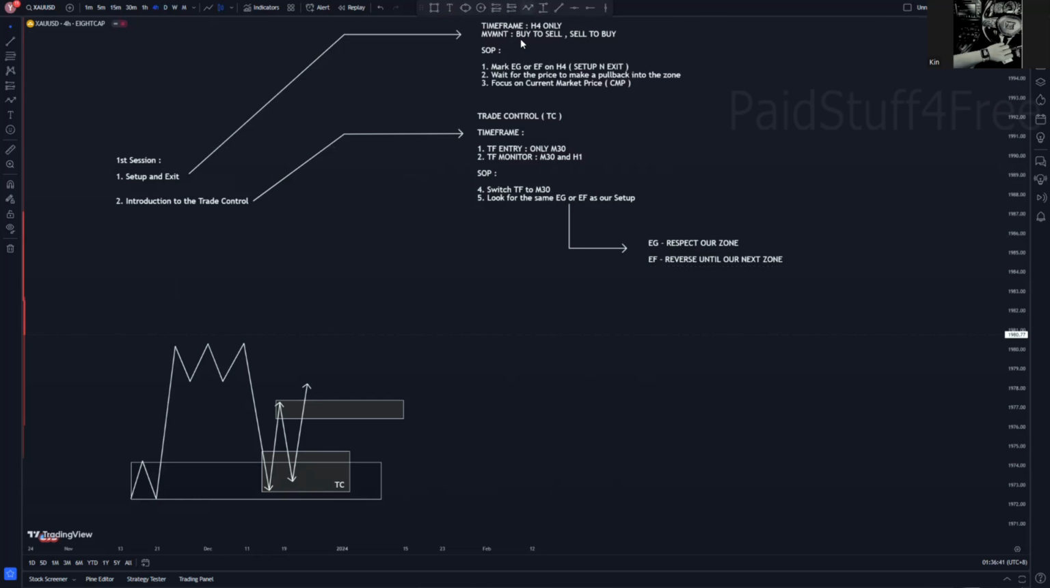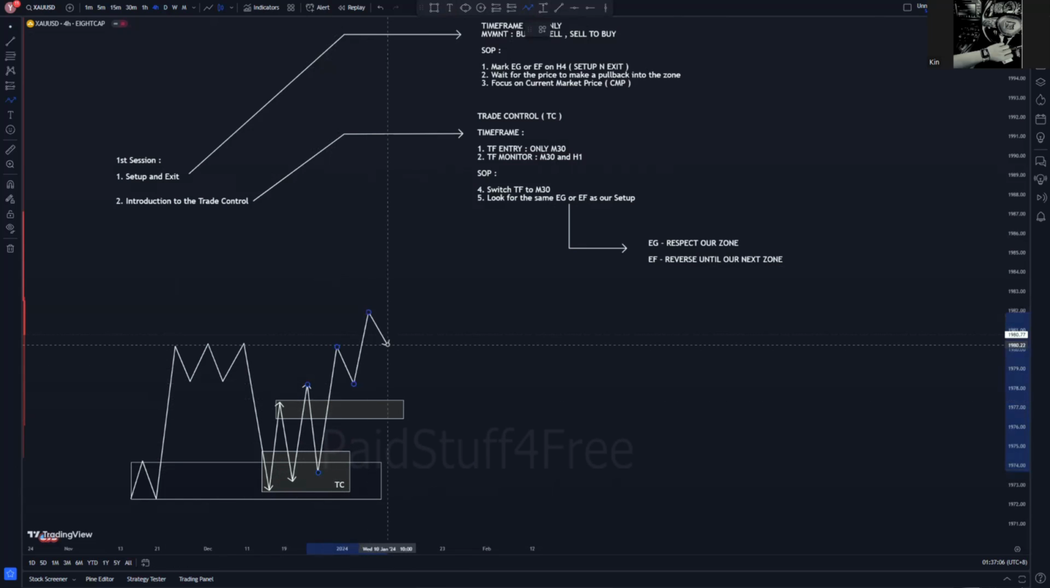So the price is making a pullback right now. Back to what I've said, we need to have the confirmation entry. For example, there is no confirmation entry somewhere around here, but the price went down into our TC gain and created the confirmation entry. And then the price is still going to reverse until the next one, something like this.